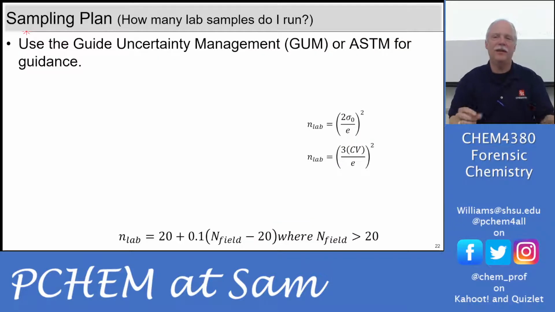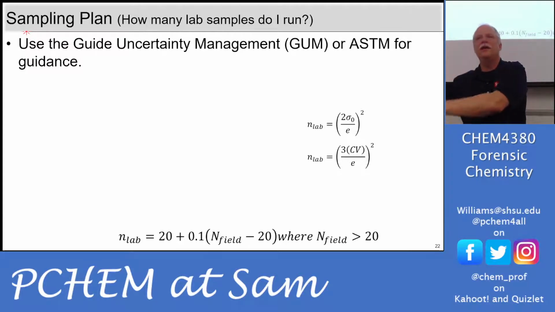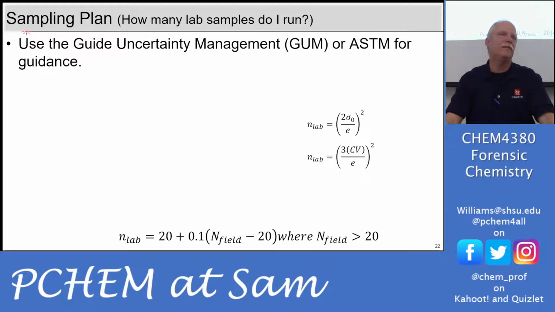Now let's finish up with the lab samples. There's a whole like 100-page guide on Blackboard called the GUM, the Guide to Uncertainty Management, and it's an ASTM guidance for how to take field samples and turn them into lab samples. Now this is a really complicated question.